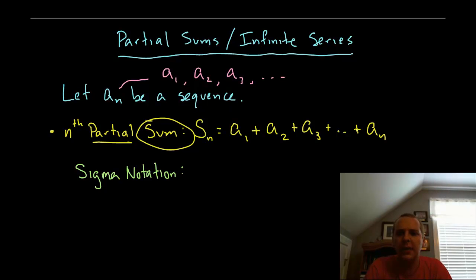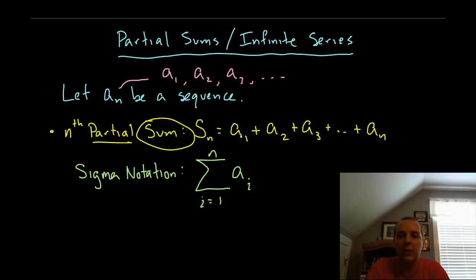Now, obviously, this can get a bit cumbersome if you're adding up 10, 20, 30 terms. So there's an alternate notation that kind of condenses things a good bit. It's called sigma notation, and it looks like this. We use the big capital Greek letter sigma, and we'll write, for instance, i equals 1 to n for a sub i.